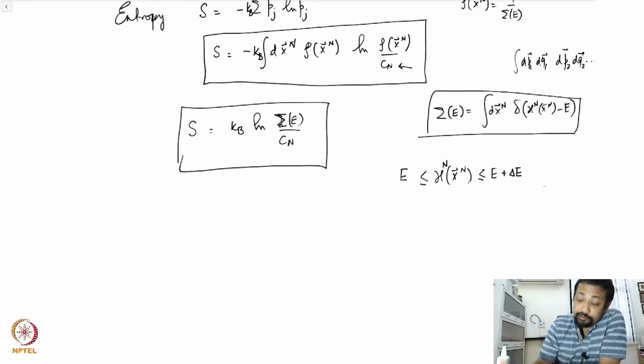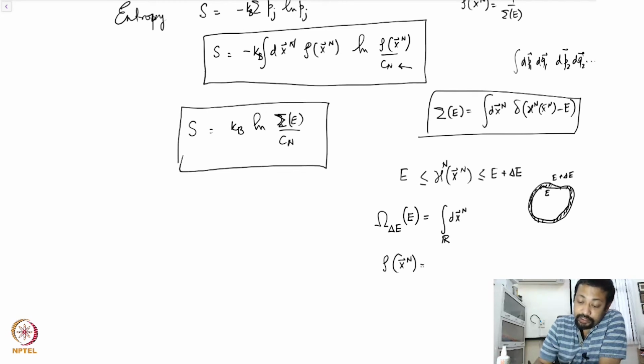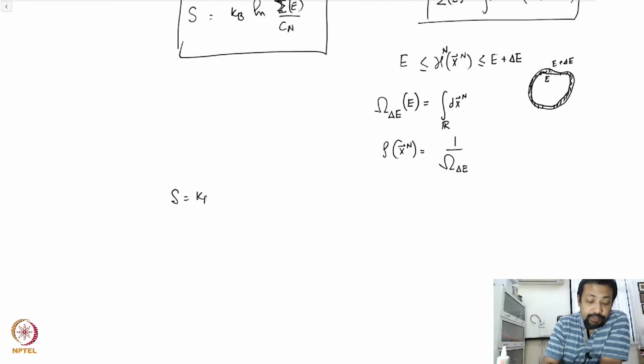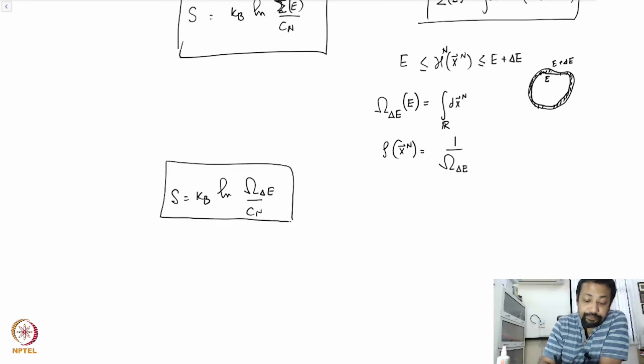If that is the case, then the surface area that we are considering is now replaced by the volume contained within the shell defined by E and E plus delta E. So I now have omega of delta E as a function of E, the integral dxn over this region, and your probability density rho of xn is just going to be 1 over omega delta E, so that your entropy is going to be kB ln of omega delta E over Cn.